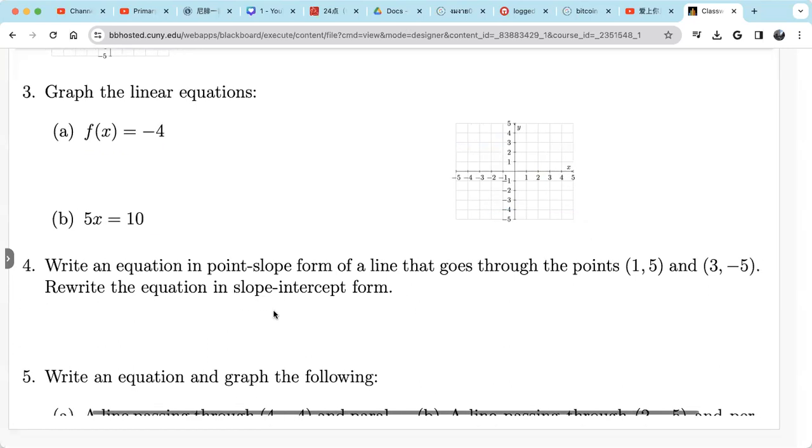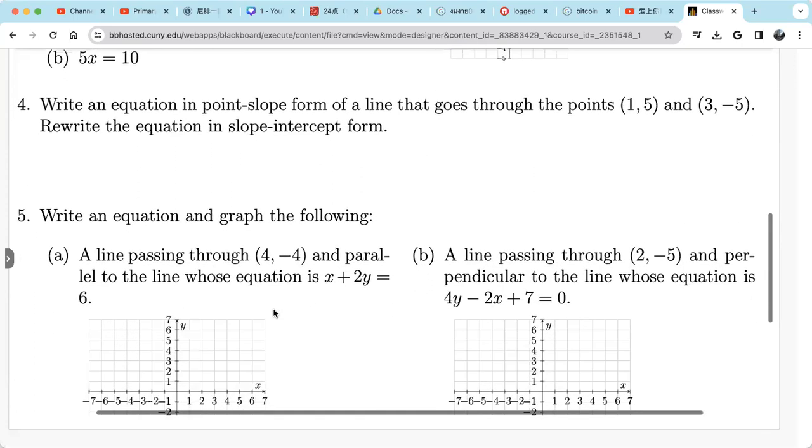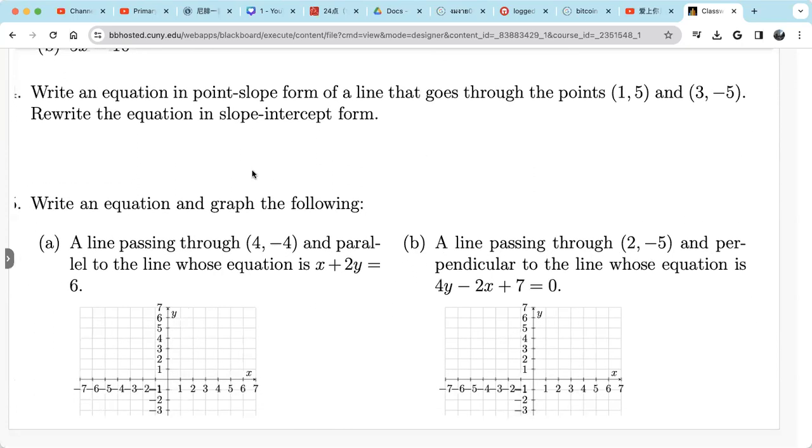Okay, now let's see 4. Question 4, we want to write an equation in point-slope form. Remember point-slope form is, let me write, point-slope form. We're given a point (a, b), and we're also given slope m. So we have all this information. Then we can write the equation as y minus b equals m times x minus a.